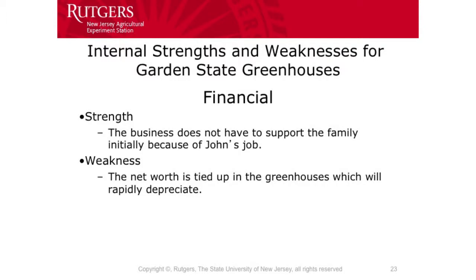So I wanted to go through this example. I find that examples help me then think about how I can expand that to my life. So for this garden state greenhouse, a strength is that Mary's starting the greenhouse. Her husband, John, has a job, so she doesn't have to support the family with the greenhouse initially, so that's a financial strength. There's off-farm income. A weakness is that net worth is tied up in the greenhouses, which will rapidly depreciate. She's bought this from another person, an existing business, and it's glass and it's getting a little bit old.